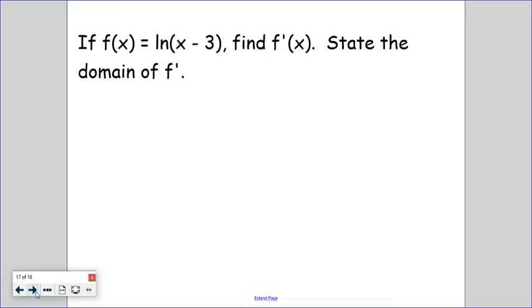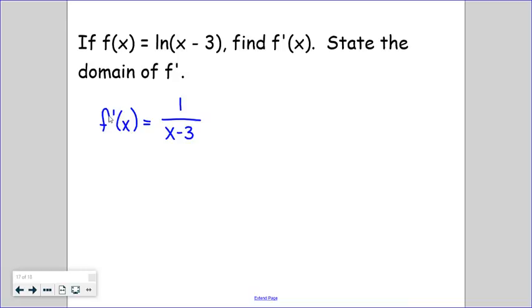Last one we'll talk through very quickly. It says this: if f of x equals natural log of x minus 3, find the derivative of f of x. State the domain of the derivative. We'll talk about that in just a second. So the derivative of that, just continuing to practice, our log rule says it's going to be 1 over the insides. So 1 over x minus 3. When it is a natural log, it would have been a natural log of e, which is not going to show up there, times the derivative of the inside. Well, the derivative of x minus 3 is 1, right? So that would be our derivative, 1 over x minus 3.